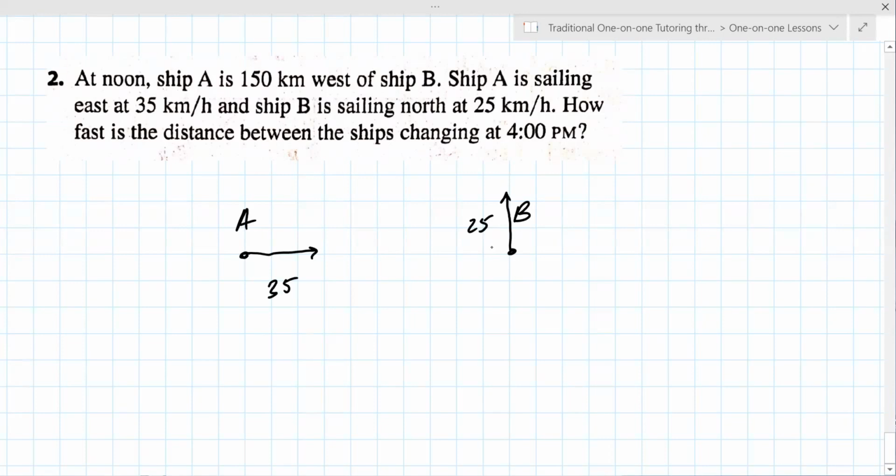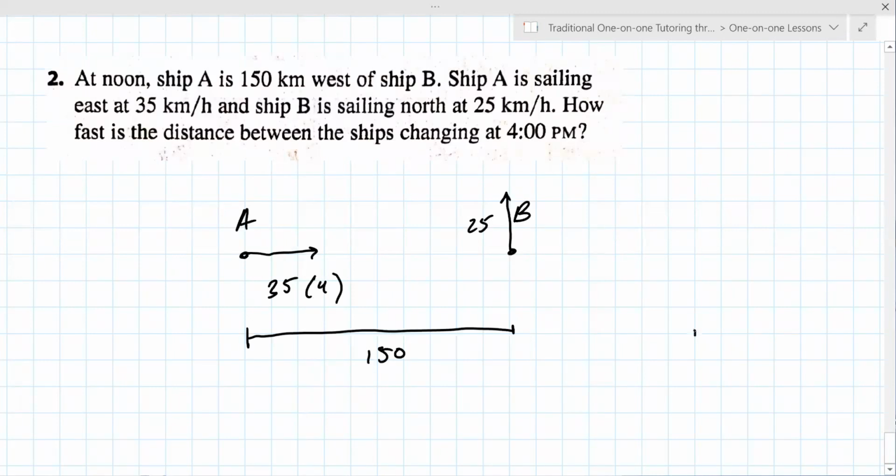How fast is the ship's, wait, when did they start? We can't do this because I don't know when they started. This is at noon. Oh, at noon. Okay, there is the language in there. Okay, so we've got to figure out what happens in 4 hours. 4 hours later. So they start and they're 150 apart. But in 4 hours, how far has A gone? They've gone 140.